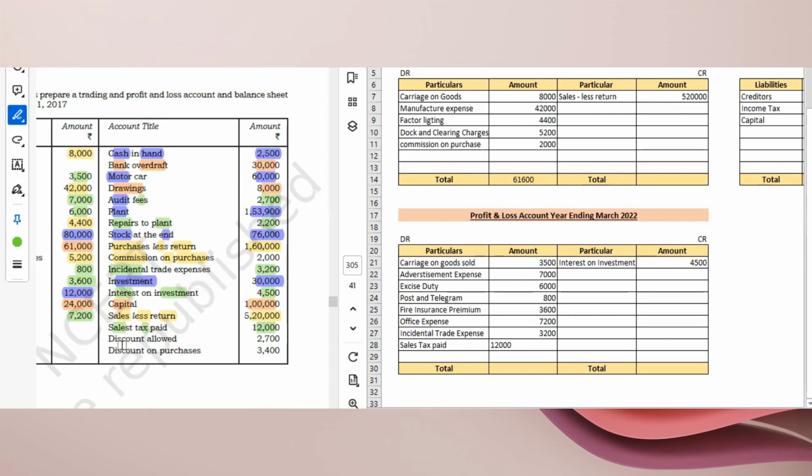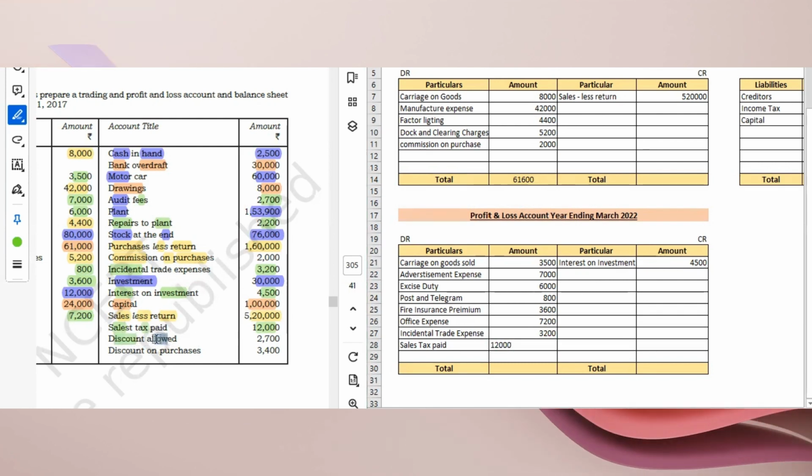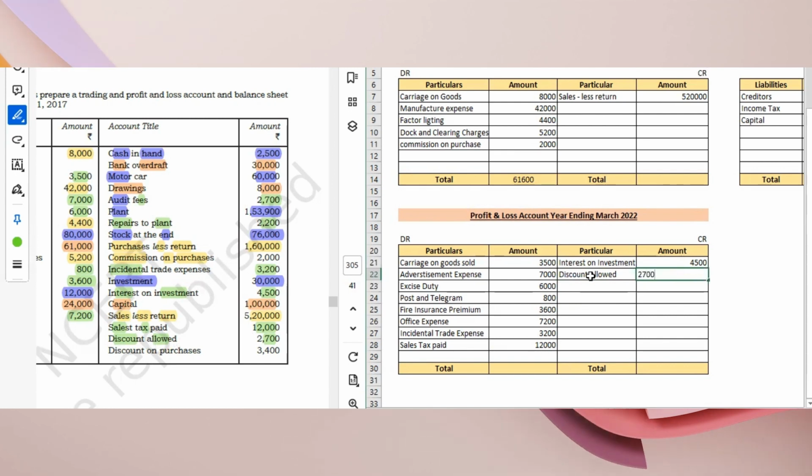So discount allowed. You are giving a sales discount. So it is a P&L item. You can use it as a green item. It's not directly linked to your trading account. So you have to give discount allowed to the P&L account. Discount allowed, 2007. So discount allowed is what? You are allowing a discount. So, discount on purchases.